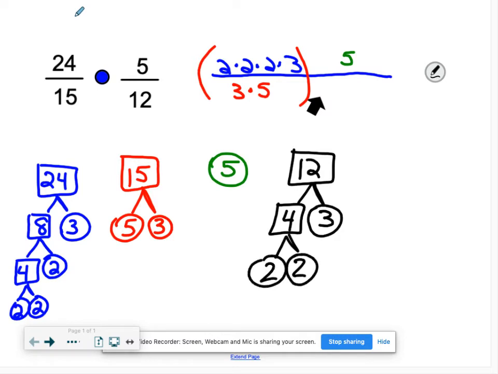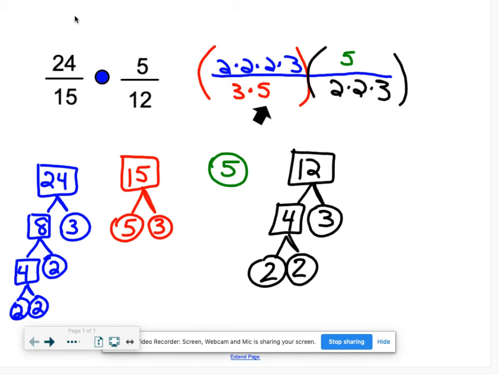So we're going to get 2 times 2 times 3, and we're going to put that into our new fraction. 2 times 2 times 3. That is our prime factored fraction. So, if we have a number that is in the numerator and a number that is in the denominator, such as 2 and 2, we can cancel them. Any 2 in the numerator can cancel with any 2 in the denominator, as long as 1 is in the numerator and 1 is in the denominator.